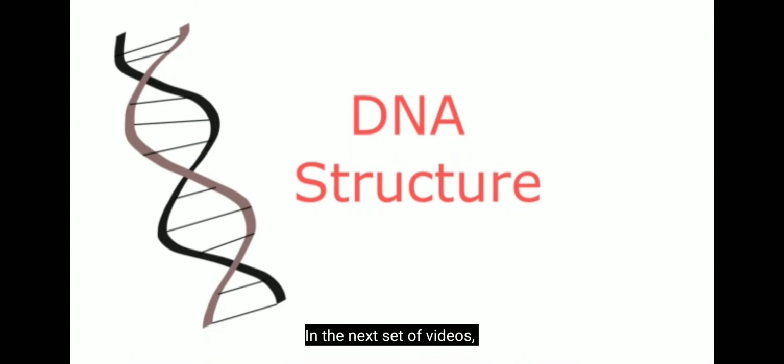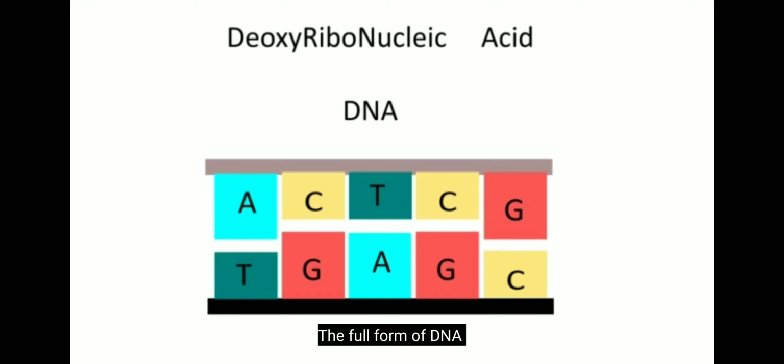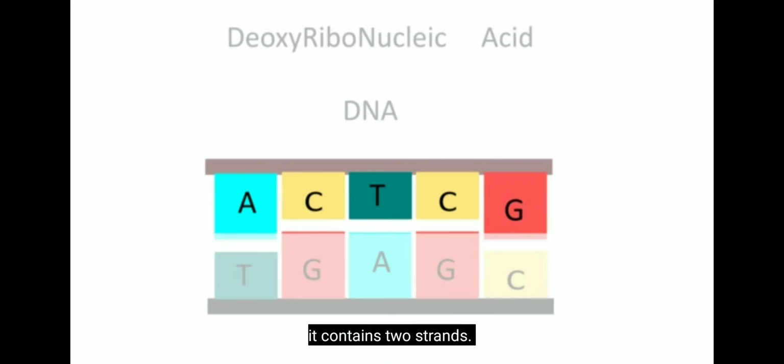In the next set of videos, we will cover some biology prerequisites. In this video, we will explore DNA structure. The full form of DNA is deoxyribonucleic acid. As we saw, it contains 2 strands.